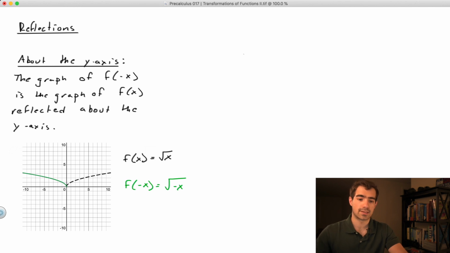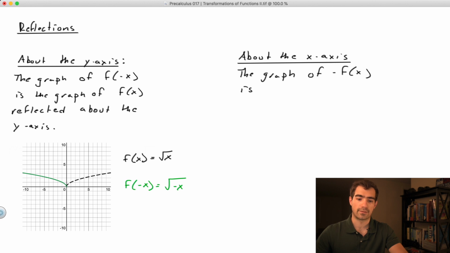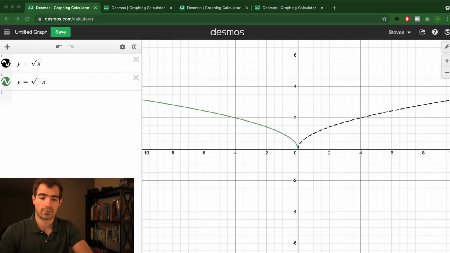We can see similar if we reflect about the x-axis. The only difference is instead of the negative being next to the x, it's going to be out front of the f. In other words, the graph of negative f of x is the graph of f of x, but reflected about the x-axis. And we can return to Desmos to observe this here as well.